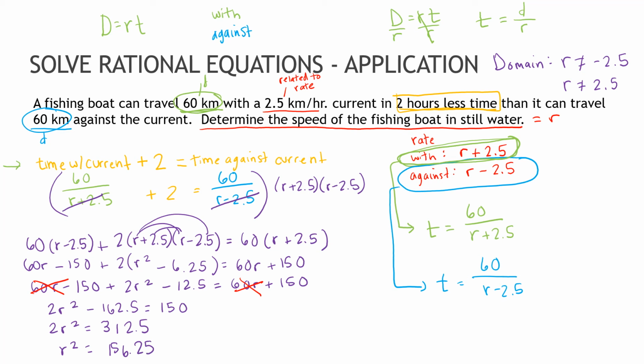And now I'm dealing with something where I just have to use my calculator to take the square root. So I get r equals plus or minus 12.5 rounded to the nearest tenth. And actually I didn't have to round. And of course I know that because r is a rate, I'm dealing with the positive value only. So my sentence would read that the speed of the boat in still water is 12.5 kilometers per hour.